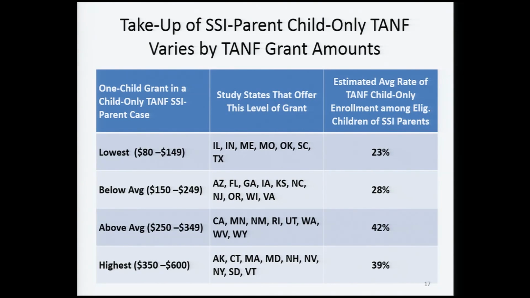One of the factors is what's the value of TANF? This slide looks at the take-up rate in the far right column, depending on the benefit level for a one-child grant in a child-only TANF SSI parent case. And what you see is that in the top two rows, the take-up rate is about 25%, and these are the states that have the lower benefit amounts. But on the bottom two rows, it jumps up to 40%. So that's a rather remarkable difference that seems to be associated with the value of the TANF grant for a one-child case.